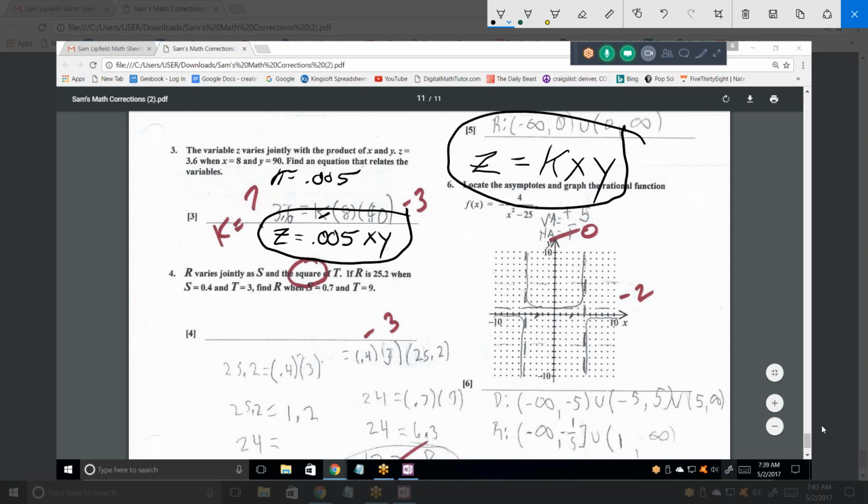So this is called the specific equation. This is called the general equation. You always start with the general equation. It is determined by the words only. No numbers. That determines the general equation. But then when they give you specifics for z, x, and y, that allows you to solve for k, and now you have the specific equation. All right.